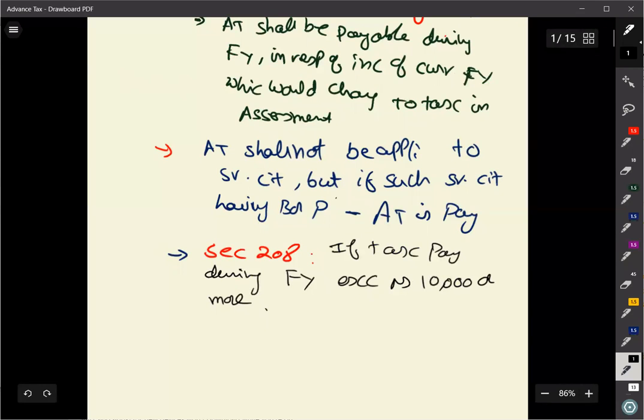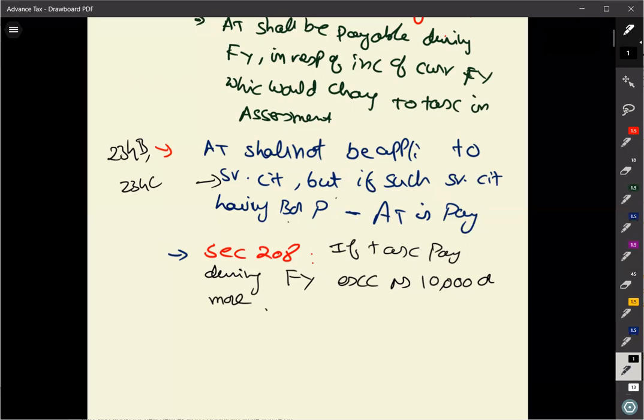But if the same assessee having tax payable of 10,000 rupees or more is a senior citizen and does not have any sort of business or profession, then no need to pay any sort of advance tax. But if the same senior citizen having a tax liability of 10,000 or more is doing a business or profession, advance tax is to be paid on a compulsory basis. If you don't pay the advance tax, there is interest under section 234B and section 234C. That we will discuss at a later stage.